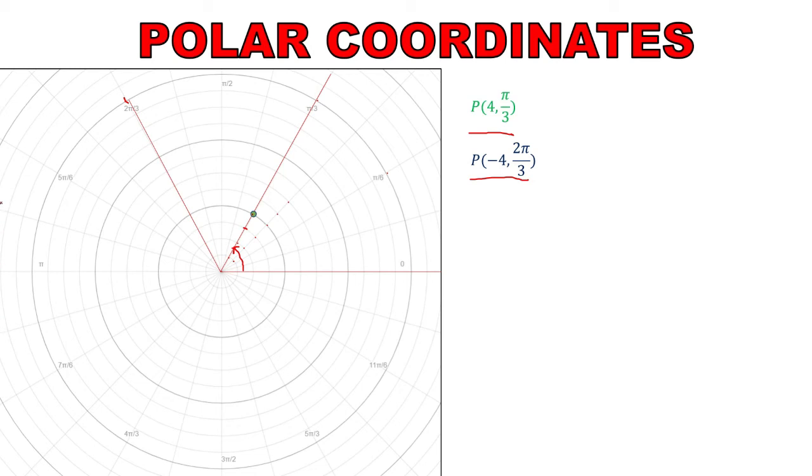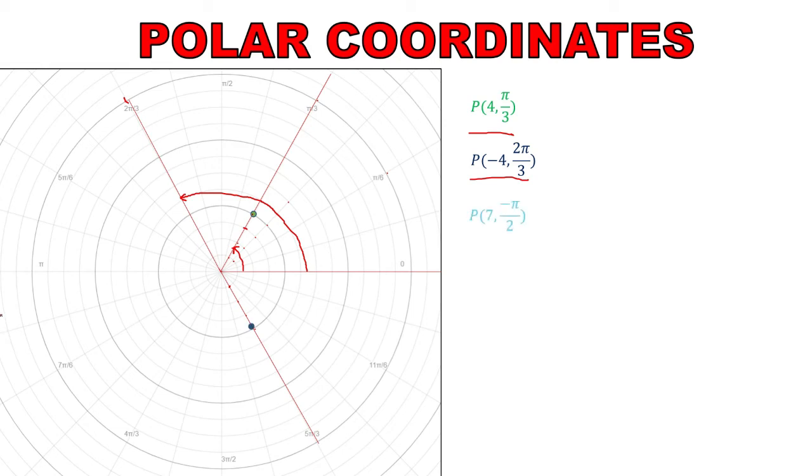All this angle here is 2 pi over 3. And now, remember, because it's negative, you will move in the opposite direction. Now, the opposite direction, and now you count 4: 1, 2, 3, and 4. Then the point is here.